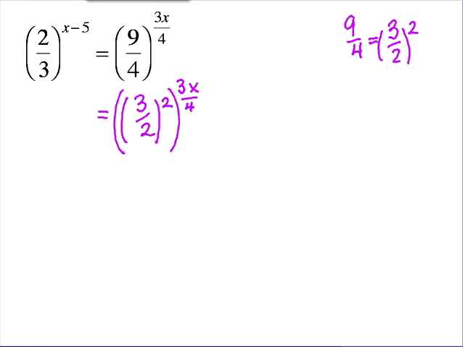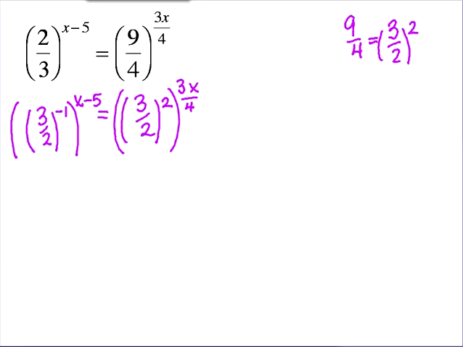Now I need to think, how could I write 2/3 as 3/2? 3 over 2 inverse, so it's to the -1, right? And originally it's to the x minus 5. Now don't get confused by the extra sets of parentheses. The reason we did that is so you understood that both the 2 and the 3 have to be to the -1 power. Both the 2 and the 3 are squared. It's not just the 3.